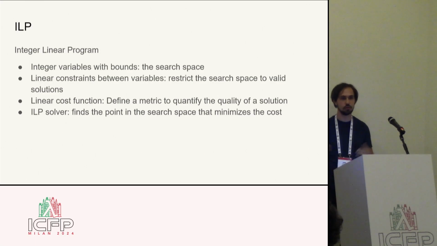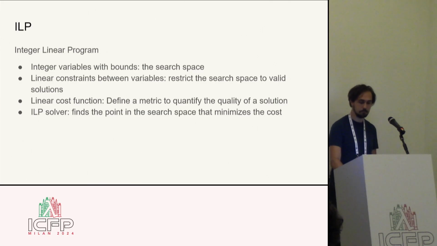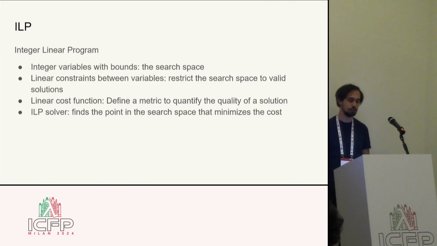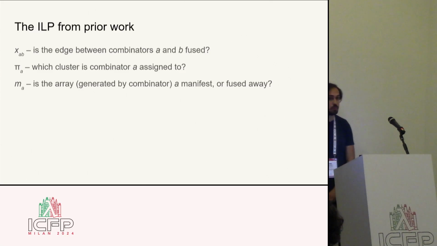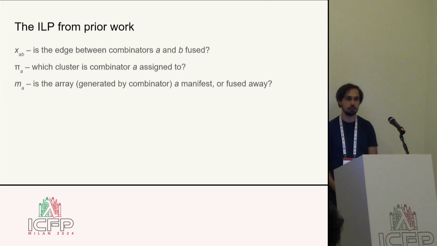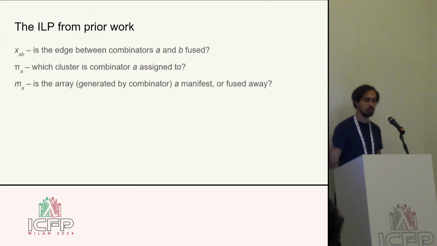So these variables are going to model our search space. Constraints restrict the search space to only the valid solutions. And then the cost function is going to define the quality of each of these solutions. And we use any existing ILP solver then to find the optimal fusion assignment. There already exists one of these ILPs. It just does not support combinators like gather. So these are the variables it uses.